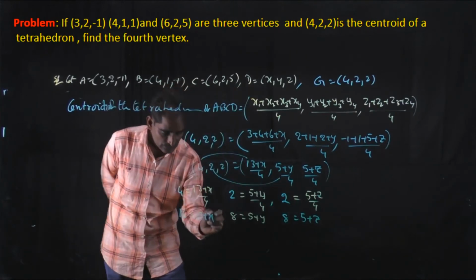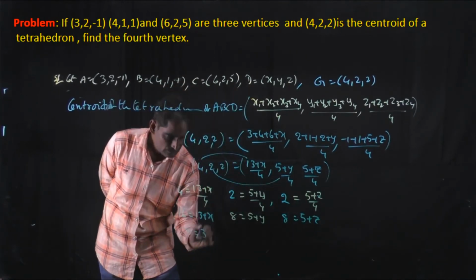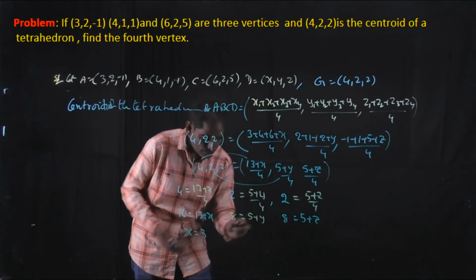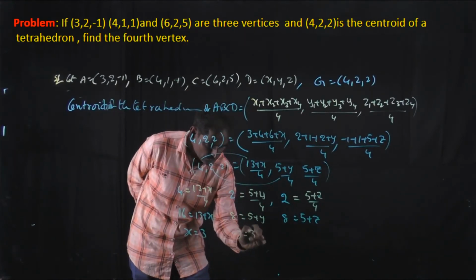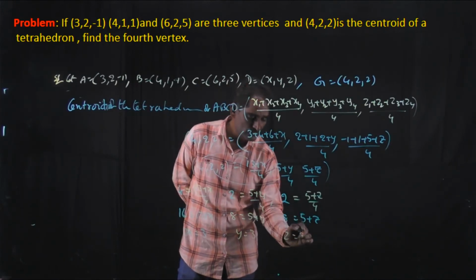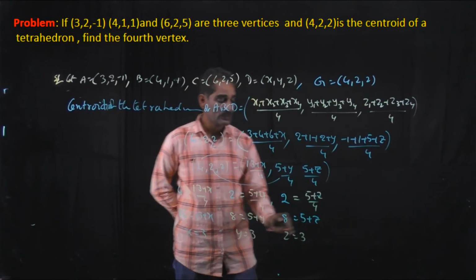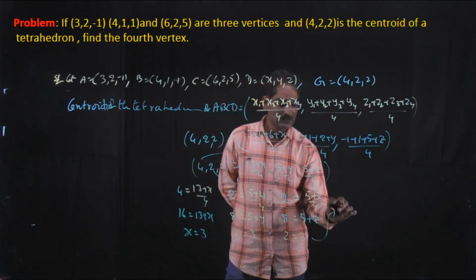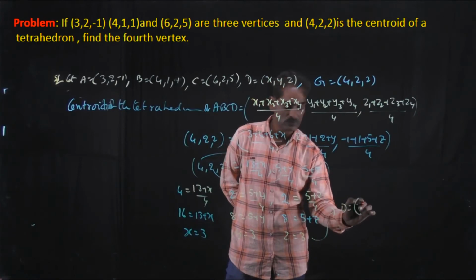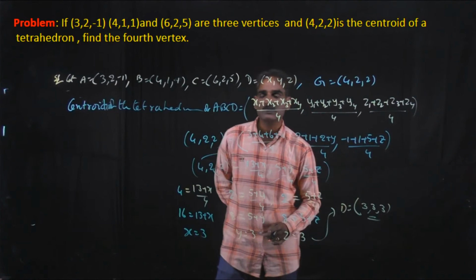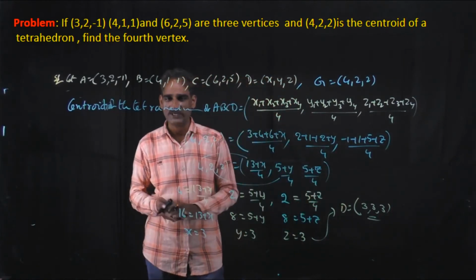Now here x is equal to 3 and y is equal to 3 and z is equal to 8 minus 5, 3. These are the coordinates of the required point. What is the required point? D. Now the coordinates of D is equal to 3, 3, 3. This is how to find the missing point.